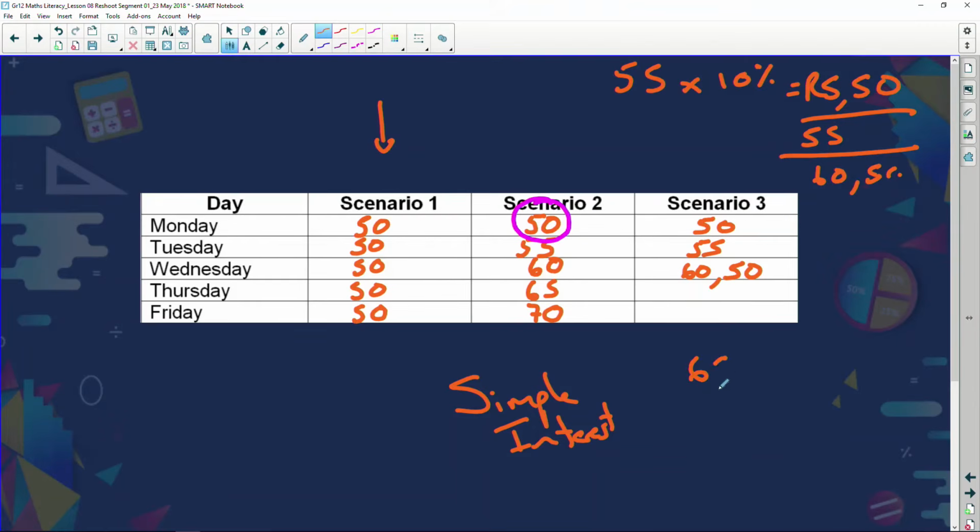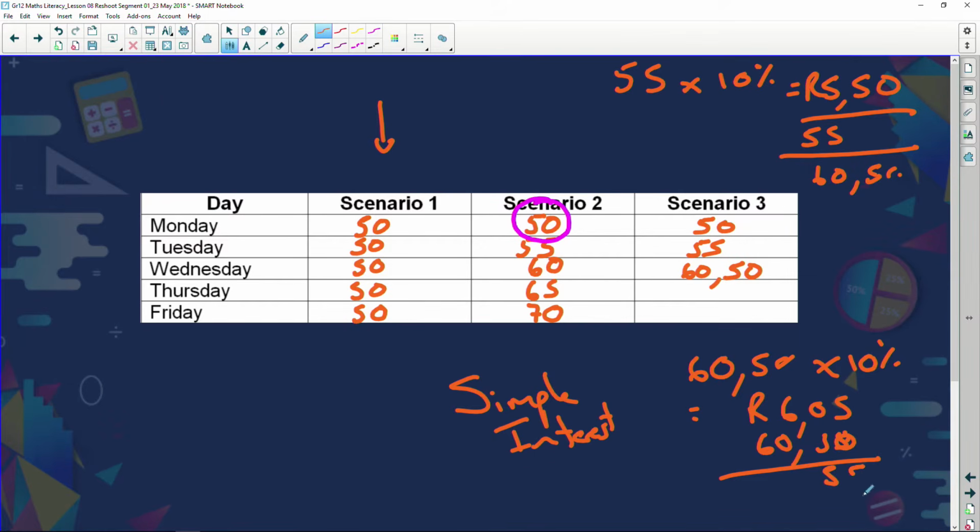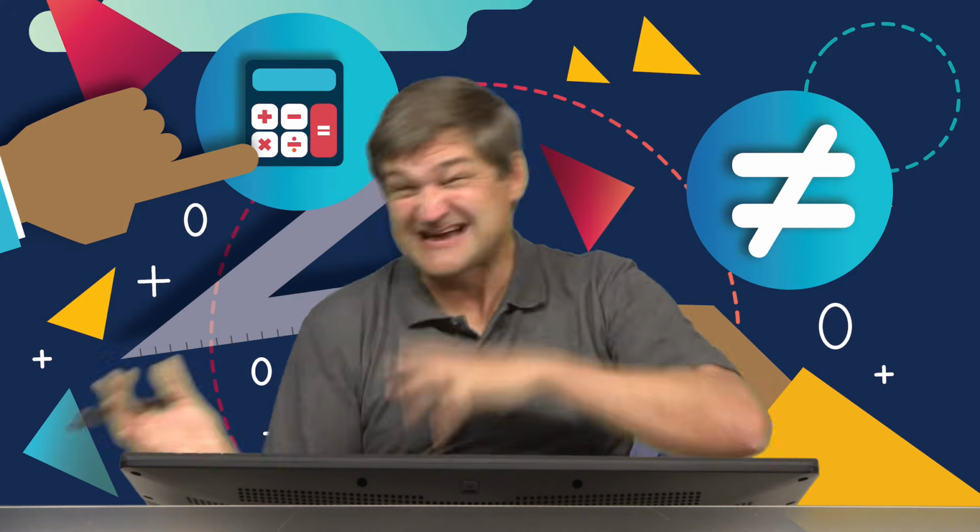Now, how much does he owe? Well, according to Abraham, James owes him R60.50. Now we have to find 10% of that, which is now going to be R6.05. So we add that to the R60.50 that he already owes. We're going to get R66.55. Thursday comes along, James doesn't have the bucks, so he ducks and he dives.